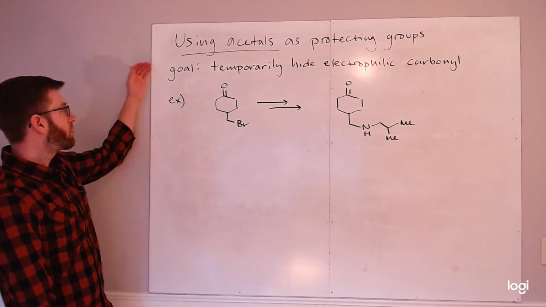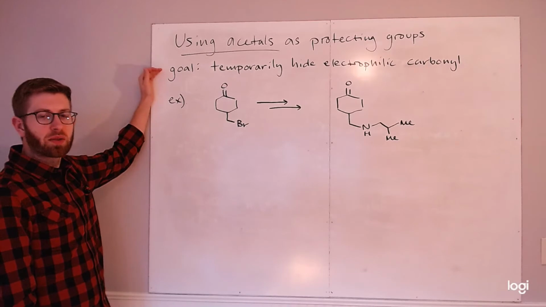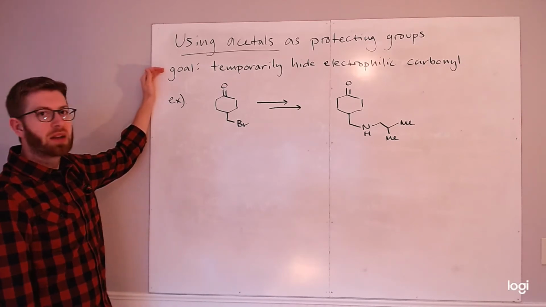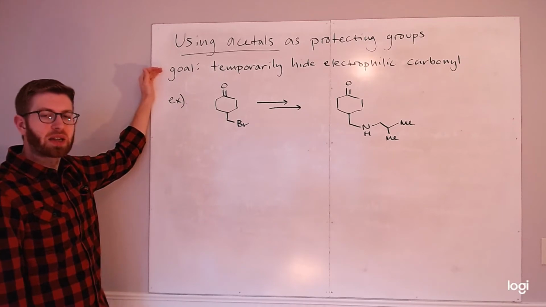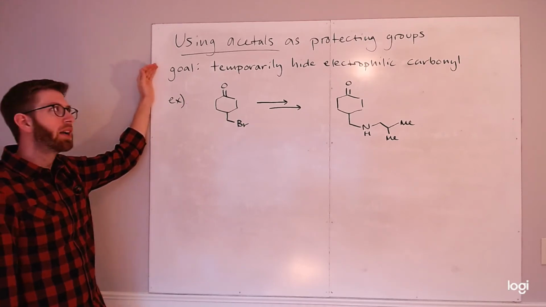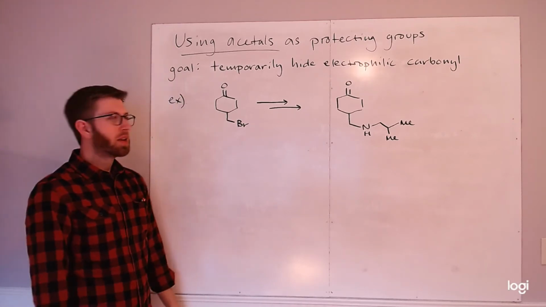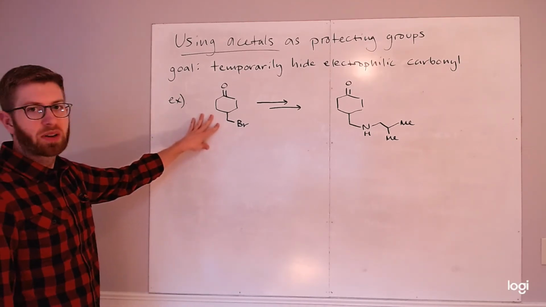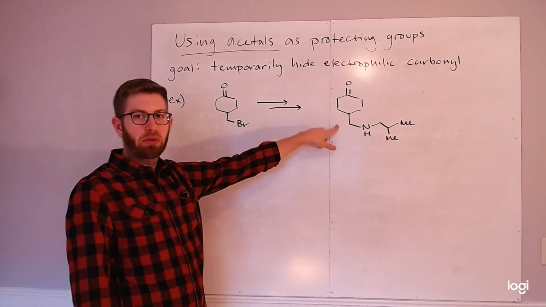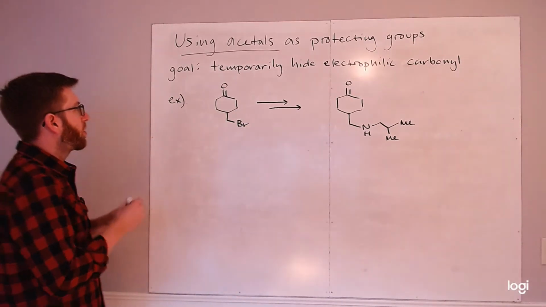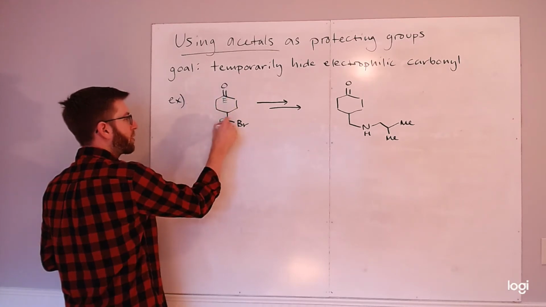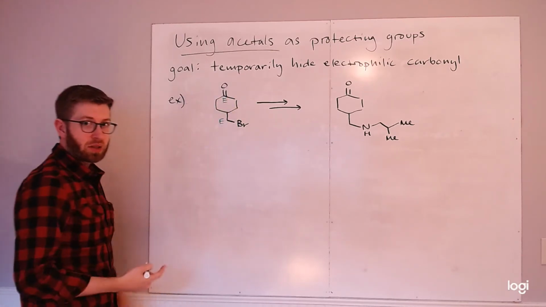And just to remind you, the goal of these kinds of reactions or syntheses, really, so sets of reactions involving protecting groups, is to temporarily hide reactive sites. For acetals, we're temporarily hiding electrophilic carbonyls. So let's say that we wanted to actually convert this compound, which contains two different electrophilic sites, to this product. So we know that the carbonyl carbon here is electrophilic, and we also know that the carbon with a good leaving group, bromine, is also electrophilic.